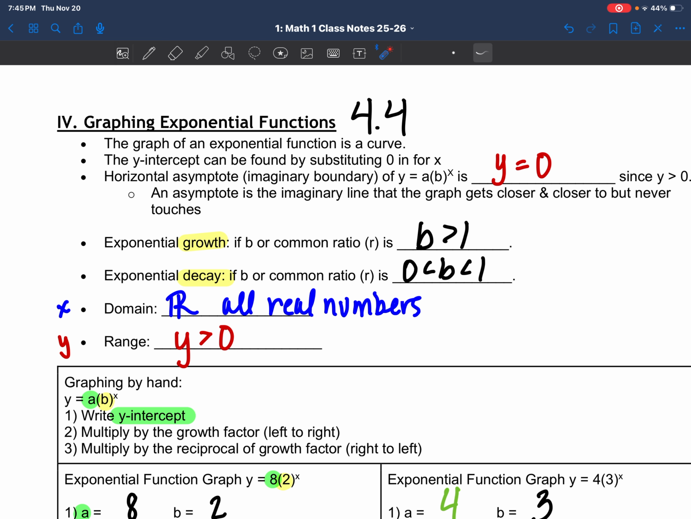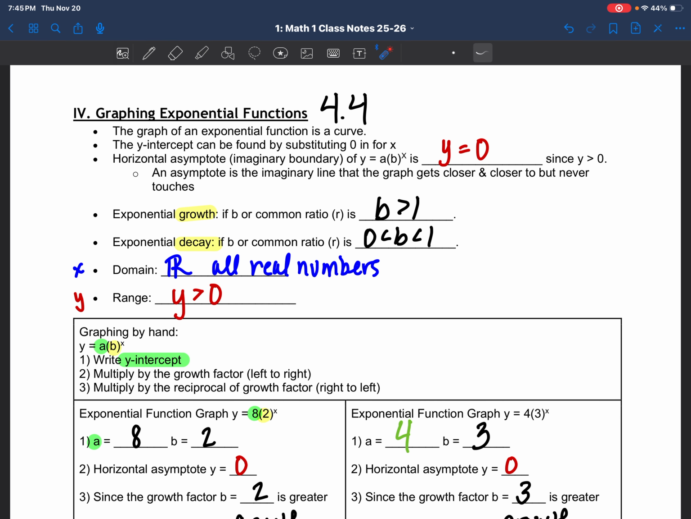And the horizontal asymptote is an imaginary boundary of y equals a times b to the x power, and that imaginary line is y equals 0, since y is greater than 0. An asymptote is an imaginary line where the graph gets closer and closer, but never touches. It gets really, really close. Now think of it as a force field. It can't go past there.